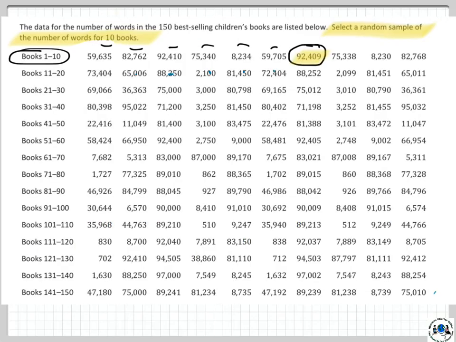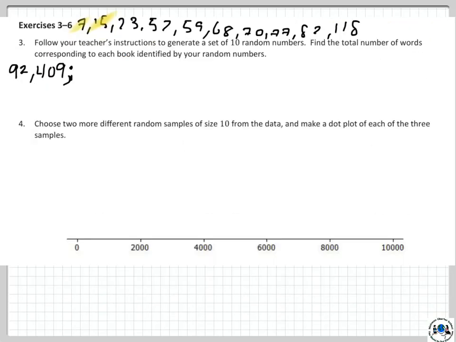So I'll just do one more. I'm going to go for book number 15. Book number 15 is going to be in this row here. So this is going to be 11, 12, 13, 14, 15. Here's 15. Okay, so that's going to be 81450. That's my next book, 81450. A little semicolon there. All right. So there you go.